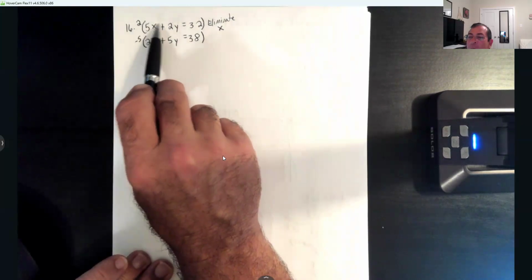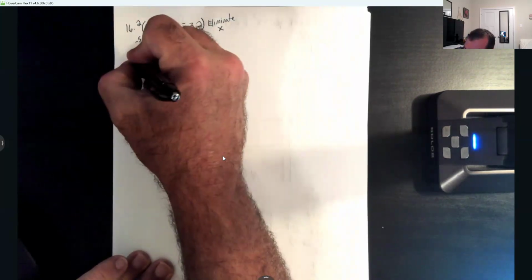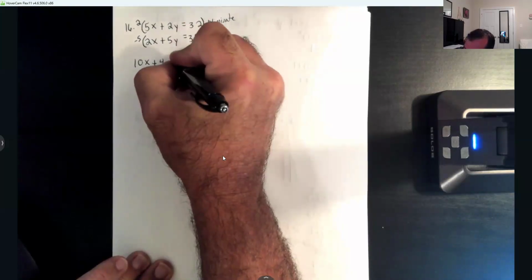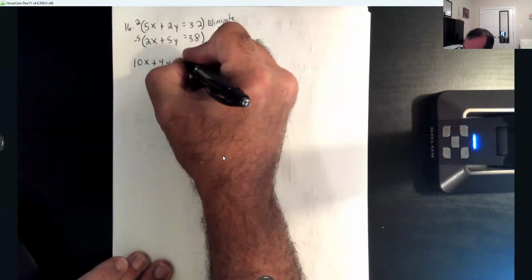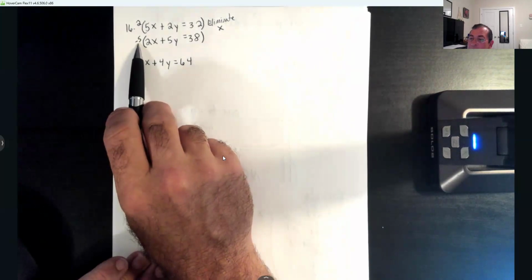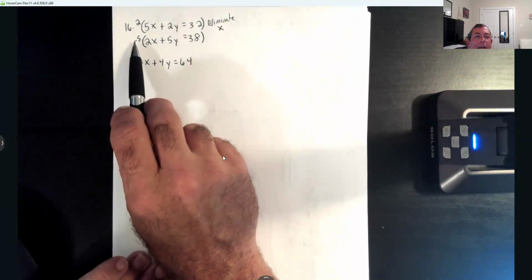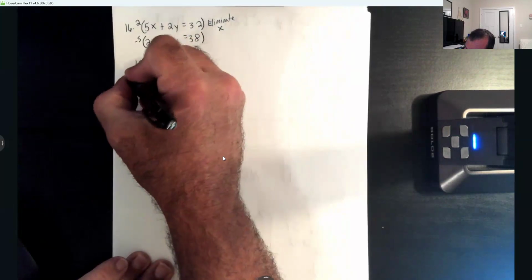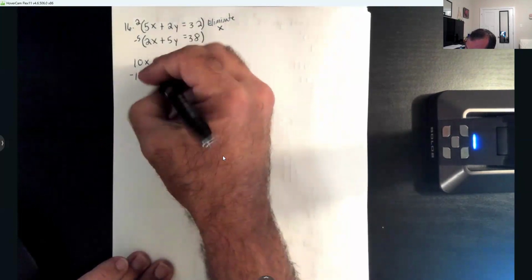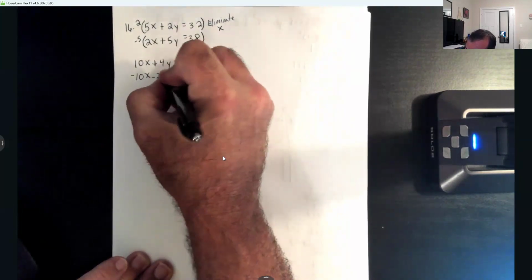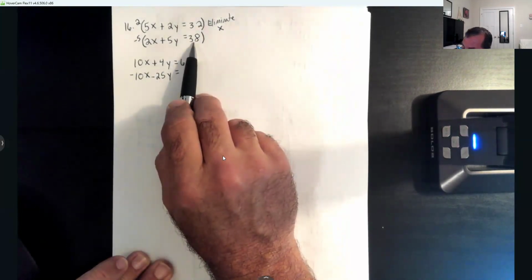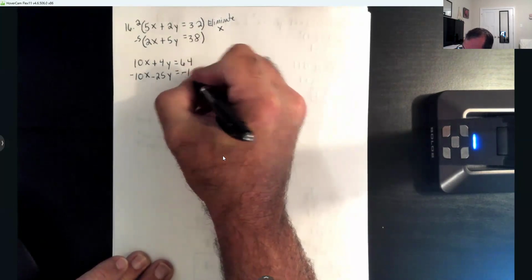So y'all, let's multiply the whole first row by 2. I'm going to get a 10x plus a 4y, and then 32 times 2 is what? 64. All right, now let's distribute the -5 in the second equation. -5 times 2 gives me -10x. -5 times 5 gives me -25y. And then -5 times 38 is what, a negative 190.